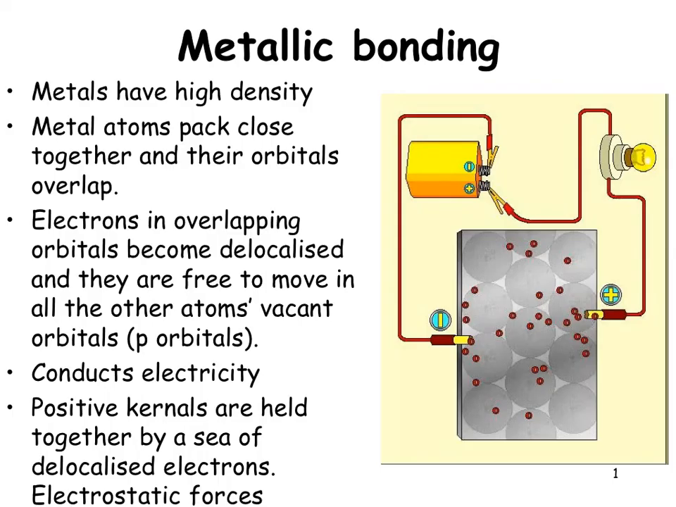So let's look at the rules of, or the theory of, metallic bonding. Metals have got a high density. Why? Because the metal atoms pack closely together and then their orbitals overlap. These metal atoms then become metal ions because they get rid of their electrons. The electrons in the overlapping orbitals become delocalized. They do not have a specific location. This particular positive kernel does not care which electron is its neighbor. These ones can all flow through the metal with nobody caring. They are delocalized. But they do have to be there in order to stick the lattice together.